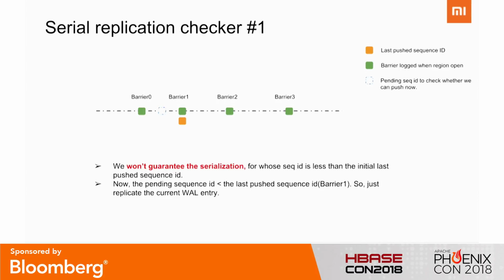Next, I will explain how we decide whether the region server can replicate an entry or not. After successfully adding a peer, the initial last pushed sequence ID will divide the timeline into two intervals. We want to guarantee the serialization, where the first sequence ID is less than the initial last pushed sequence ID. If the pending sequence ID is less than the last pushed sequence ID, just replicate the current WAL entry.